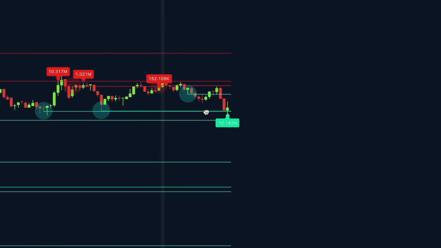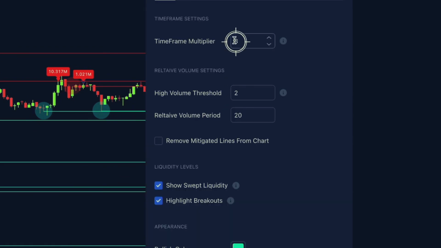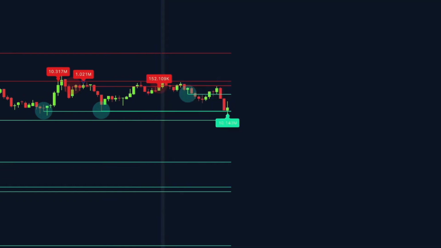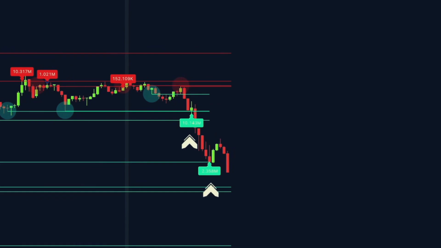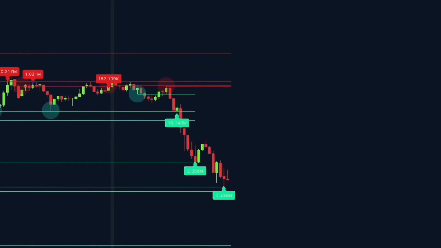Access the indicator settings to personalize the time frame multiplier, high volume threshold, and relative volume period. Customize these settings to match your trading strategy and chart preferences. Once you're done with the settings, monitor the chart for liquidity levels and sweeps. Bullish sweeps are marked with green labels, bearish sweeps with red, and breakouts are highlighted in the chart background.